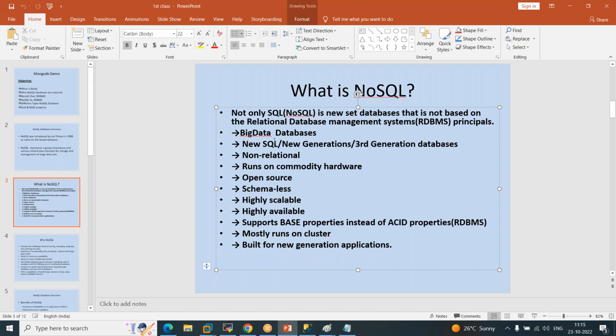Mostly it runs on a cluster to get the benefits. Like you wanted scalability, availability, right? So you need to run this under the cluster model so that you can get the benefit. On larger data platforms, you definitely go to the cluster only, not as an individual instance, not as replica sets. Built for newer applications.